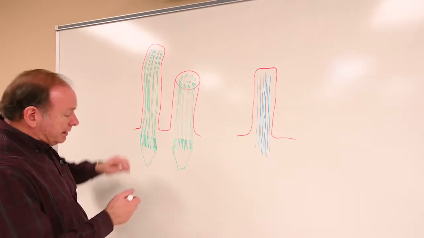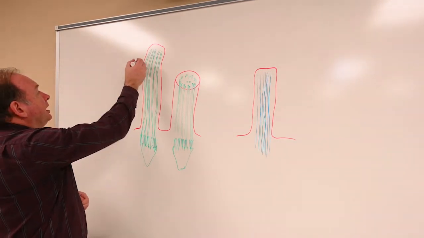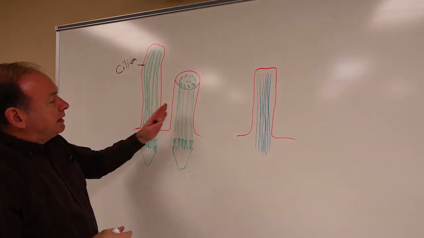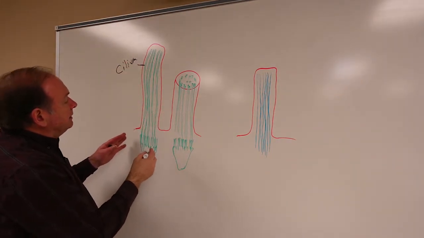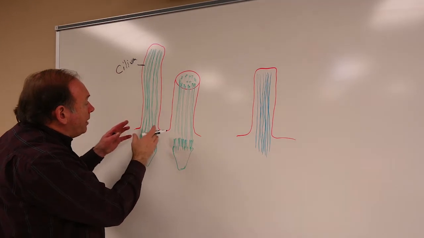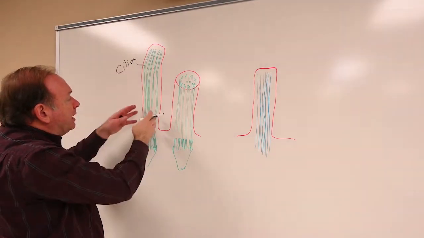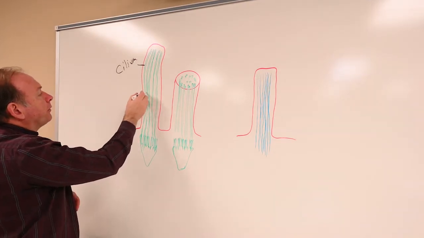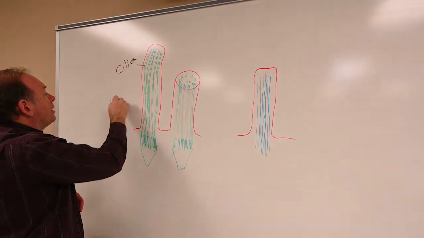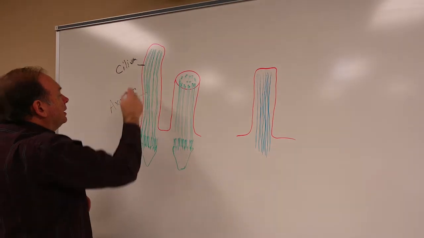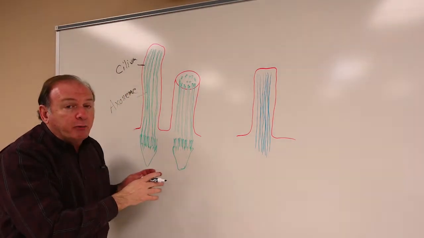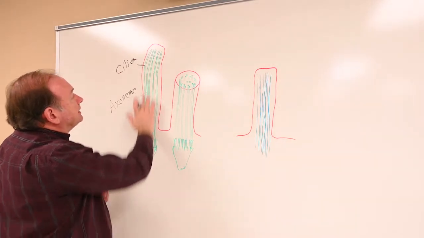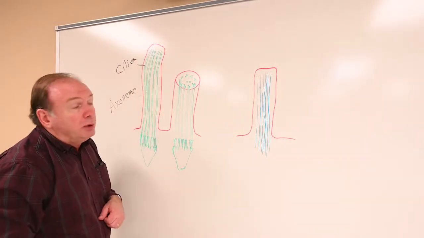First of all, cilia. This is a single cilium right here. So these are cilia. The cilia are made up of, within the membrane that surrounds it, a structure known as an axoneme. It's an arrangement of microtubule structures that are arranged in pairs that extend straight up and down through the cilium.